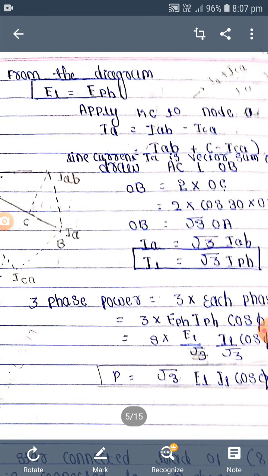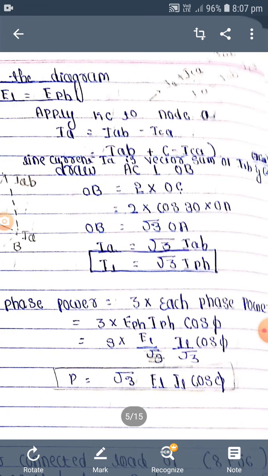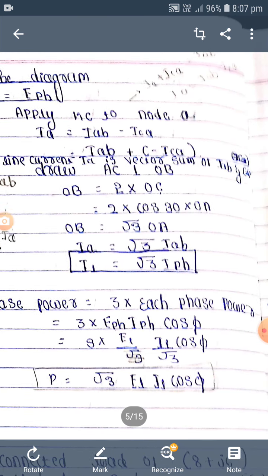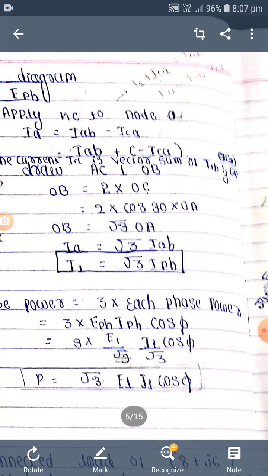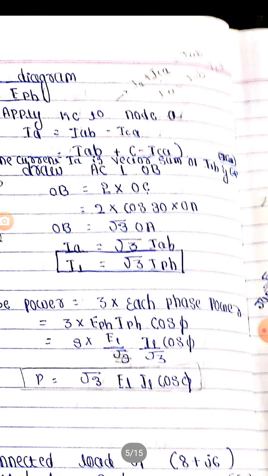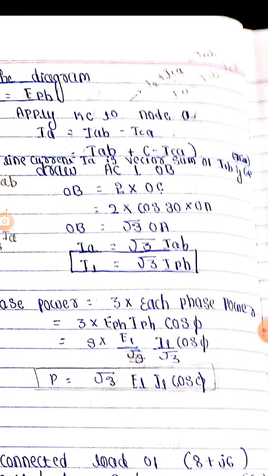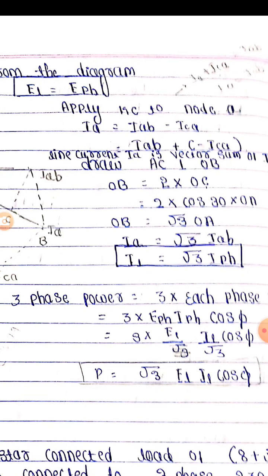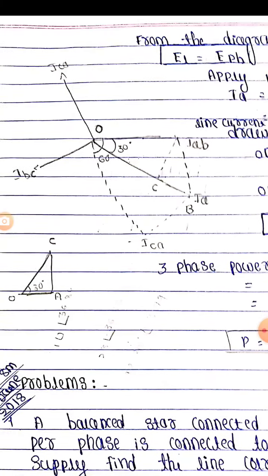Then comes the three phase power. Three phase power is equal to 3 into each phase power, that is equal to 3 into E phase into I phase into cos phi. Now E phase is equal to EL, and I phase is equal to IL by root 3, into cos phi. Power is equal to root 3 EL IL cos phi. So power you can express in two ways, either in terms of phase values or in terms of line values.